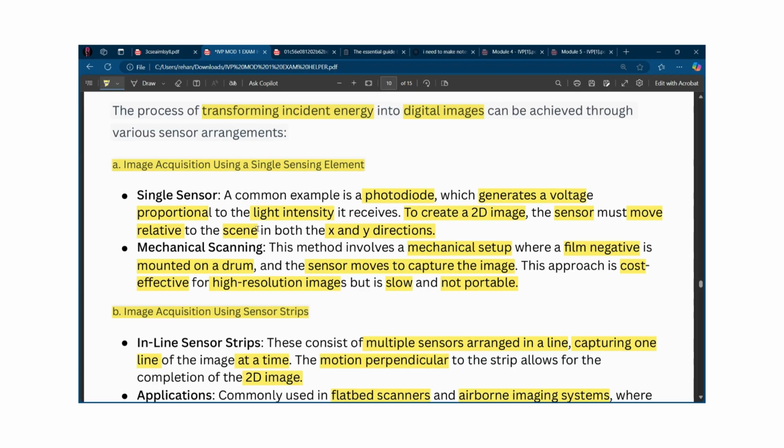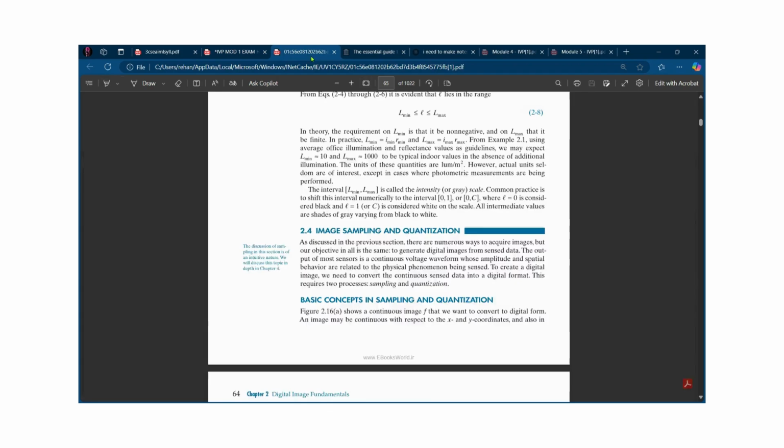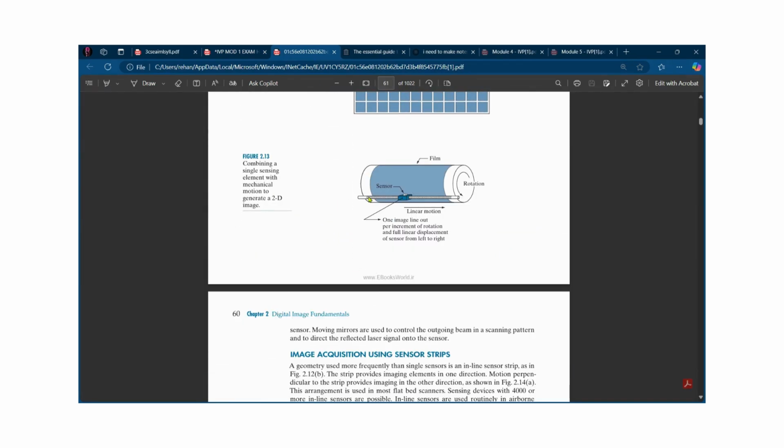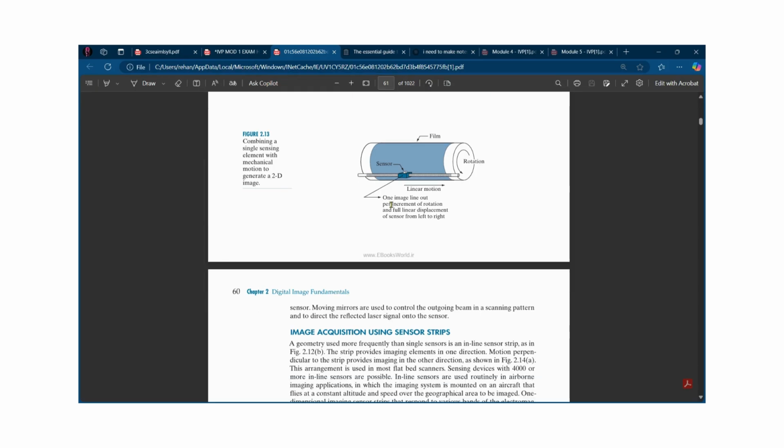The sensor must move relative to the scene in a linear direction. It is not four directions, only one direction, left or right or front and back. Mechanical scanning is a method involving a mechanical setup where a film negative is mounted on a drum and the sensor moves to capture. I'll explain with these images. The drum is the rotating rod, and the film is mounted on this drum. The sensor is mounted here, moves left and right, and captures the image.